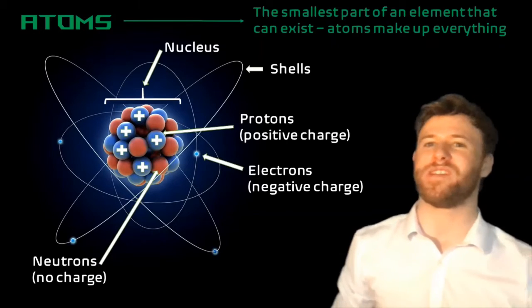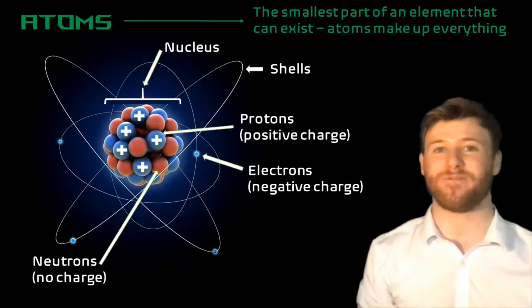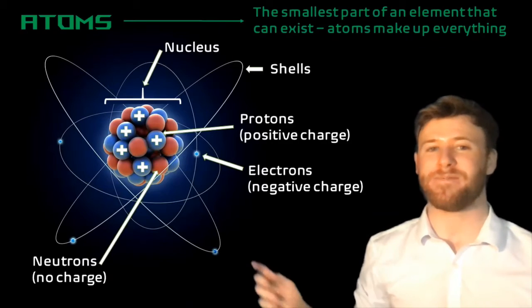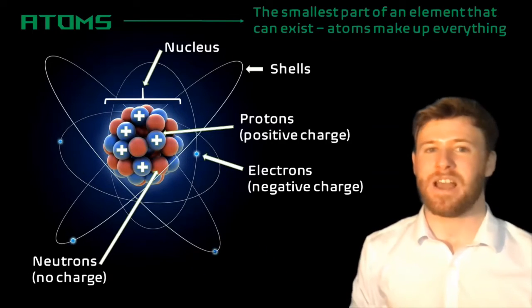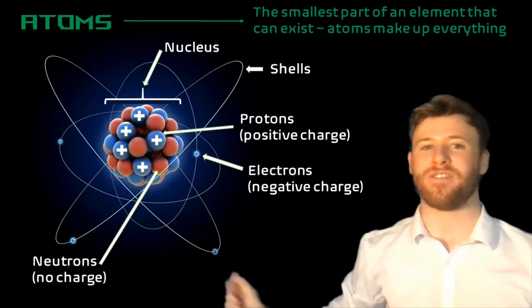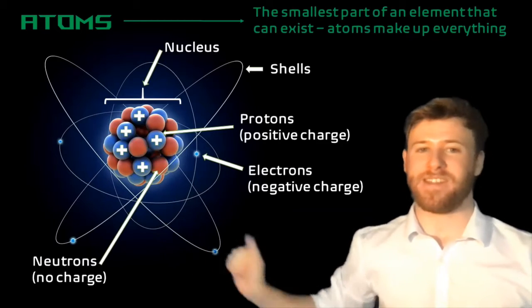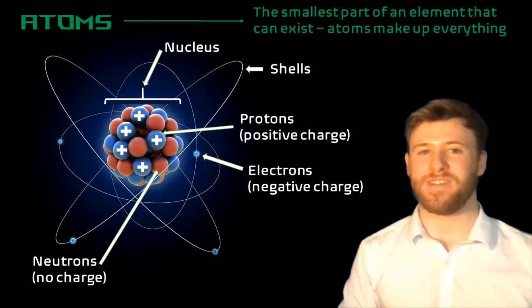Atoms are the smallest part of an element that can exist. Every single element is made up from a different type of atom, and as we can see from this diagram here, they're made up of two key parts: the nucleus in the center and the shells that orbit around it. The nucleus is made up of two things. It's made up of protons and neutrons.